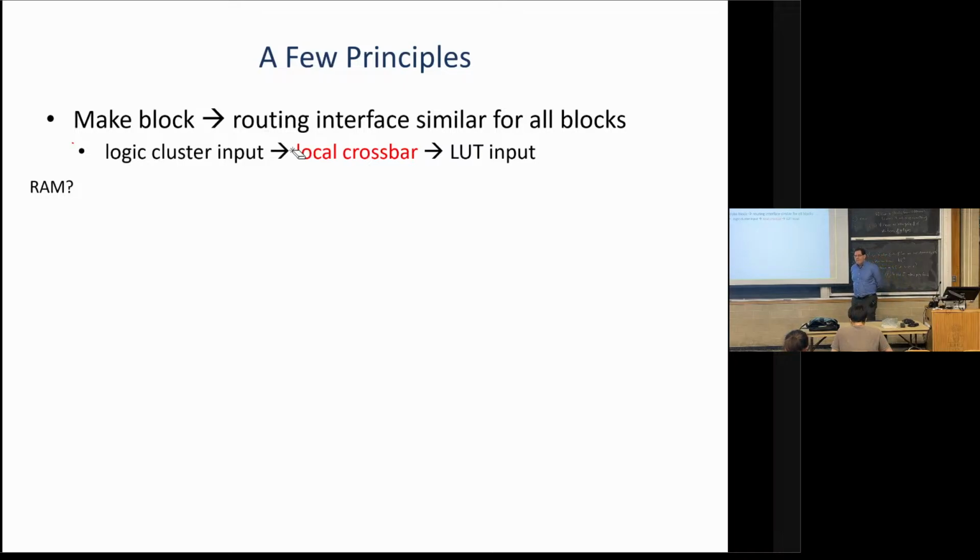If you look at a LUT, LUTs themselves are internally permutable, whereas a RAM, that's just not true. If you hit the address, the address goes to the wrong thing. Yeah, that's true.